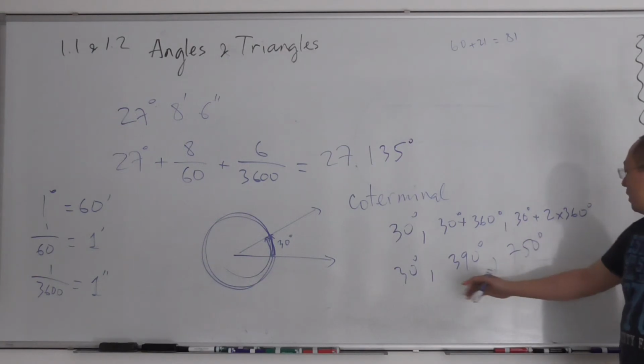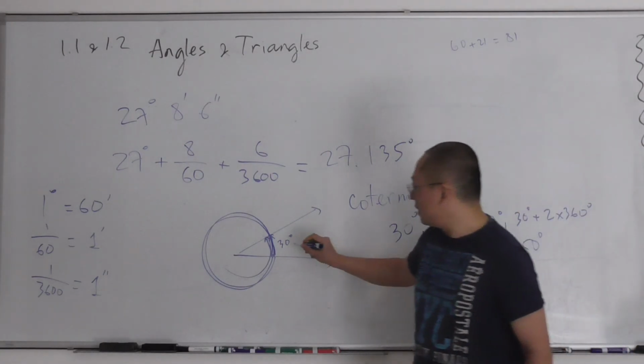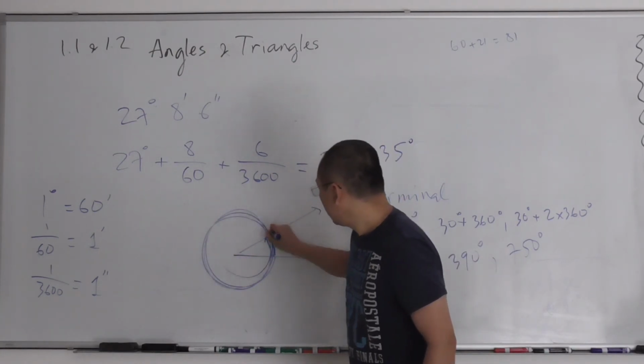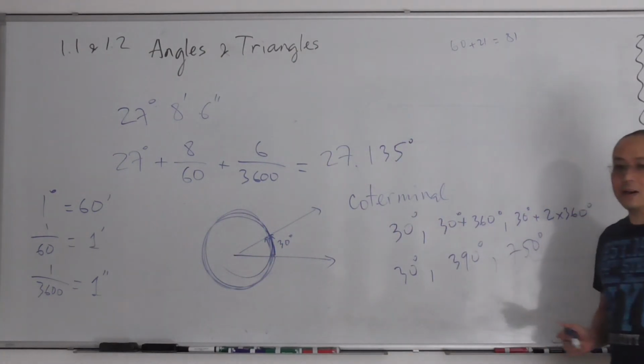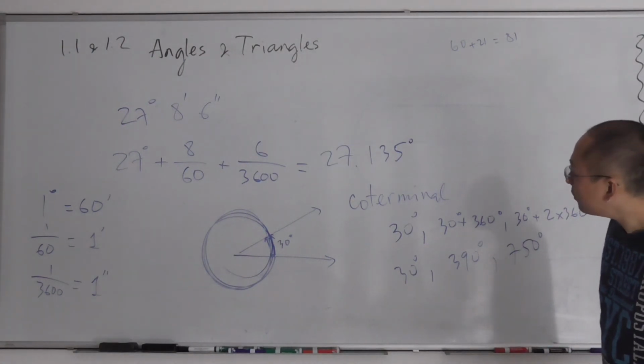Those angles are called coterminal angles because they differ by a multiple of a complete circle, a multiple of 360 degrees. And of course, you can move backward too. In other words, we don't just add 360. We can also subtract 360, and we have coterminal angles as well.